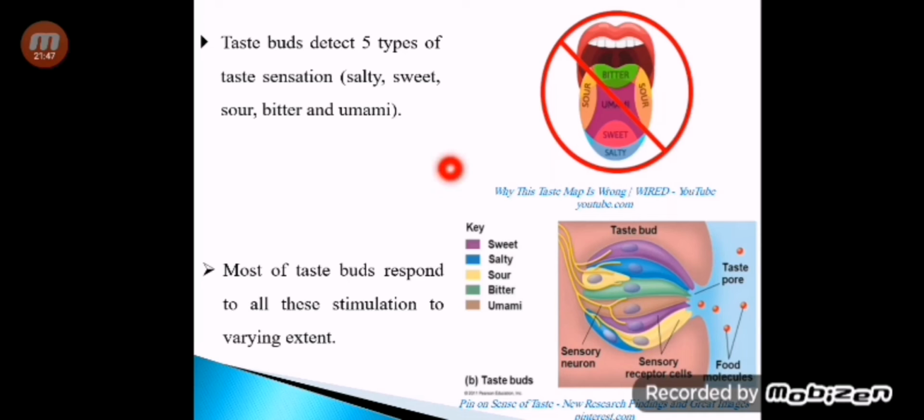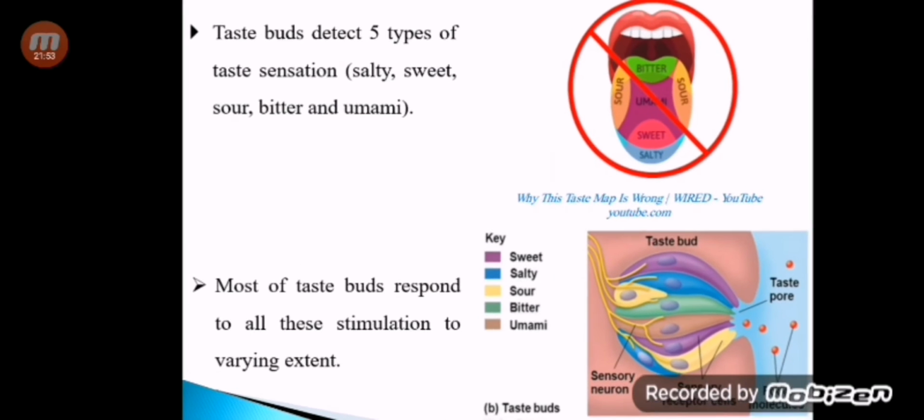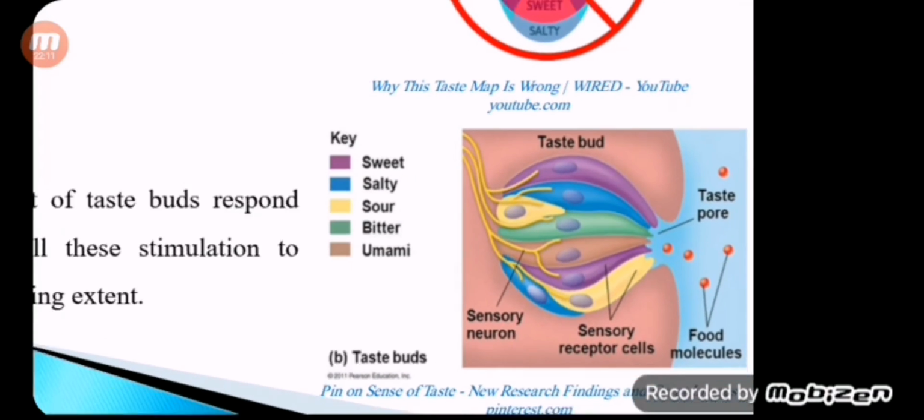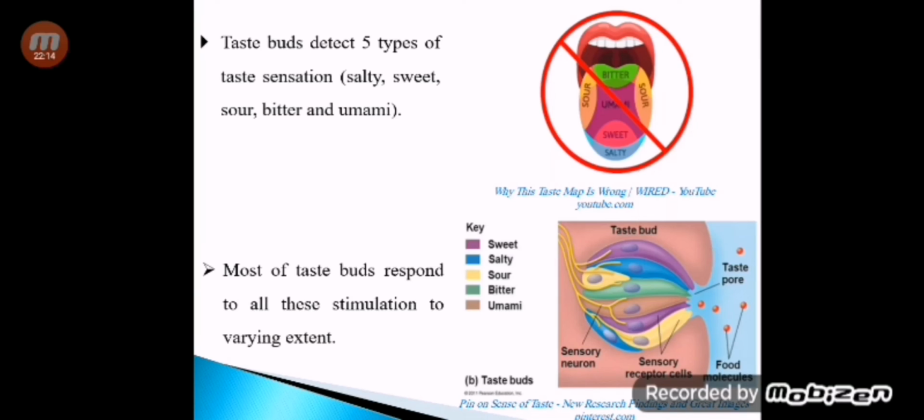Taste buds can detect 5 types of taste sensation, which are sweet, salty, sour, bitter, and umami. Previously they divided the tongue into regions, each region responsible for receiving a certain type of taste sensation. For example, the anterior part of the tongue is responsible for the sweet taste, the anterior lateral for the salty, the posterior lateral for the sour, and posteriorly for the bitter, and so on.